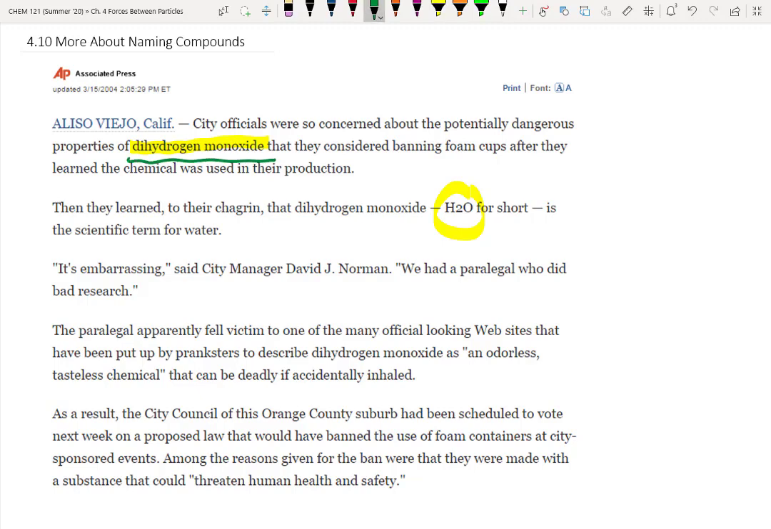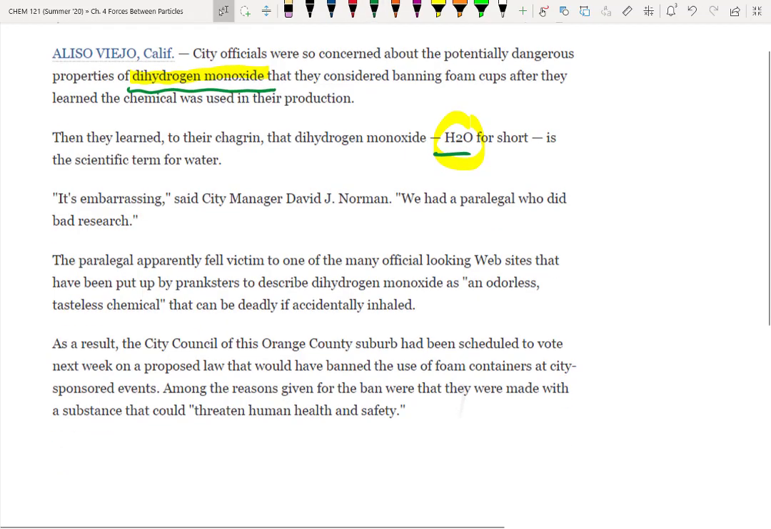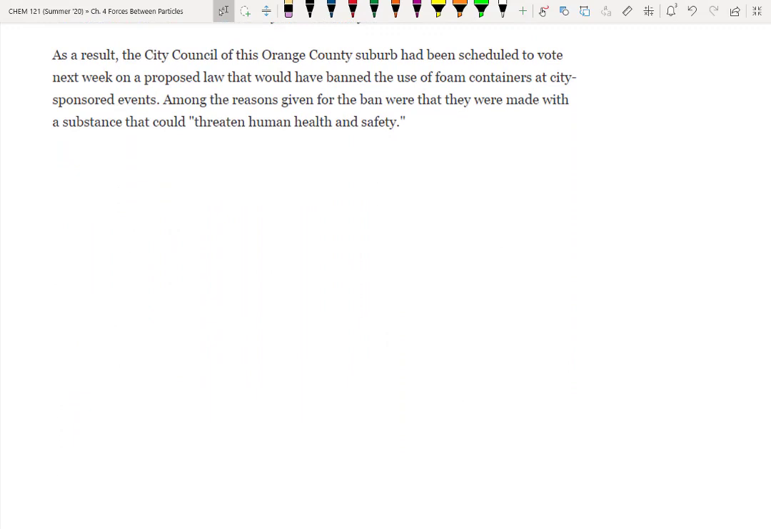But this kind of gets into the idea that we're going to cover today. We're going to cover how to name covalent compounds like water as their preferred names in chemistry. All right, so let's do some simple review. We're just going to go over how to name binary covalent compounds.